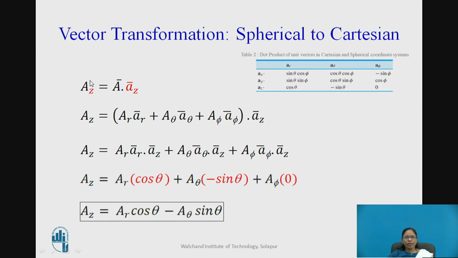And finally I need to find out AZ. AZ is the A bar vector, which is in spherical, dot product with AZ bar unit vector. So again I need to find out the dot product by following the table 2, the last row. Like AR dot AZ is nothing but the cos theta. Then A theta dot AZ is nothing but the minus sine theta, and A phi dot AZ is 0. So this term vanishes and I'll get the equation of AZ as AR cos theta minus A theta sine theta. So this is about the derivation part, or the method how to transform.